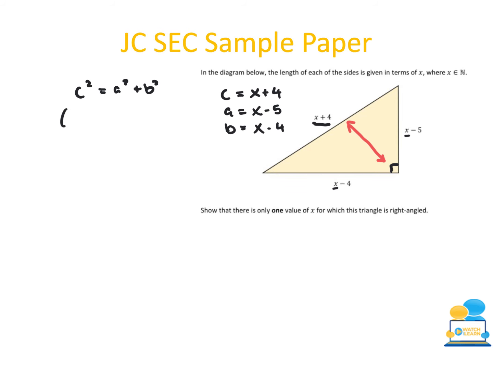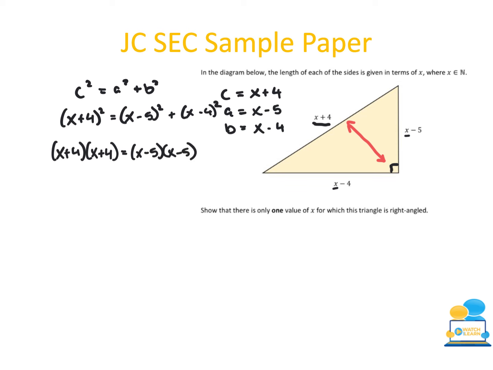So c is x plus 4, so it's x plus 4 squared, equals a squared, which is x minus 5 squared, plus b squared, which is x minus 4 squared. Now, there's going to be a lot of algebraic multiplication in here. So firstly, we're going to expand out our brackets. x plus 4 squared means x plus 4 multiplied by x plus 4. x minus 5 squared will be x minus 5 times x minus 5. And finally, x minus 4 squared will be x minus 4 times x minus 4.